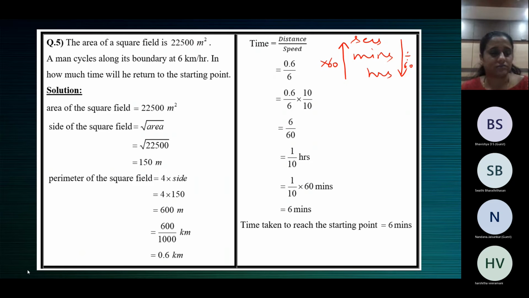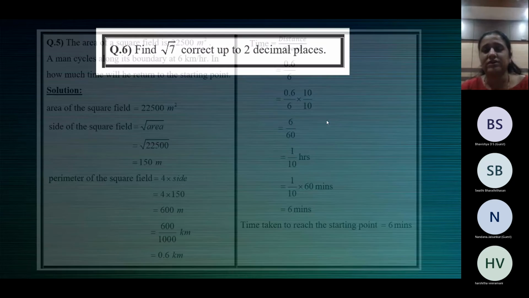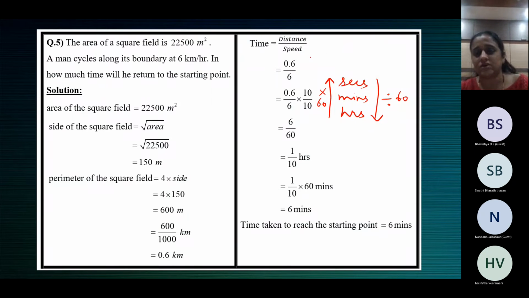Seconds, minutes, hours. The number is 60. If you're converting downwards, divide by 60. If you're converting upwards, multiply by 60. That is, if you're converting a larger unit to a smaller unit, like hours, which is a larger unit, to a smaller unit like seconds or minutes, you should multiply. Larger unit to smaller unit, multiply. Smaller unit to a larger unit, divide. And the number is 60.